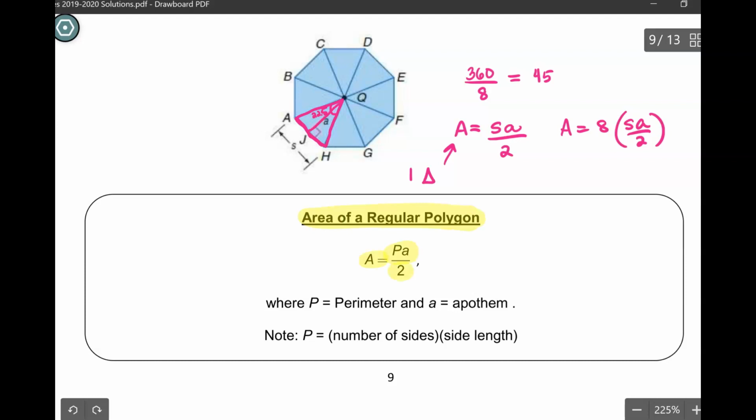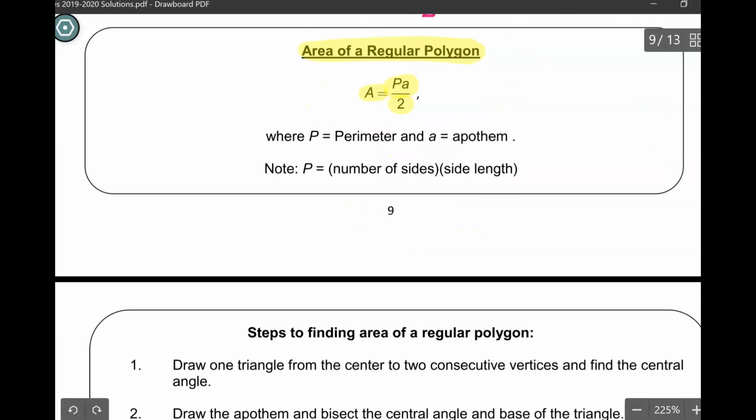Now, if you have a hard time remembering that, just keep in mind you can always find the area of one triangle and multiply that by how many triangles you have in a particular shape. So if it's a pentagon, you have 5 triangles. If it's a hexagon, you have 6 triangles, and so on.